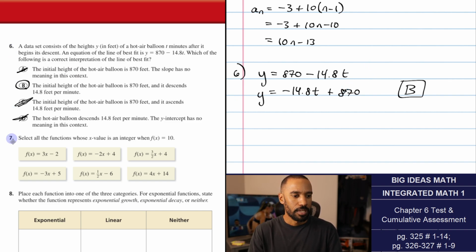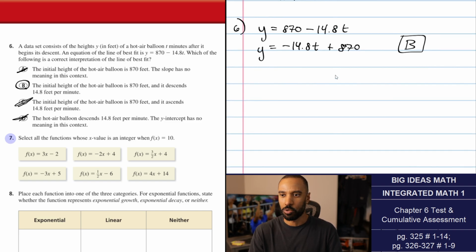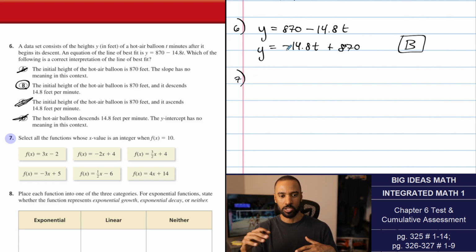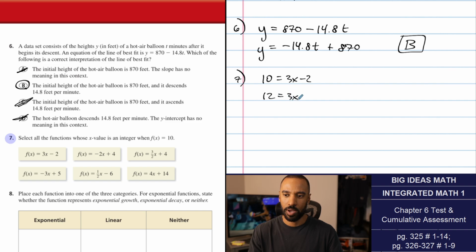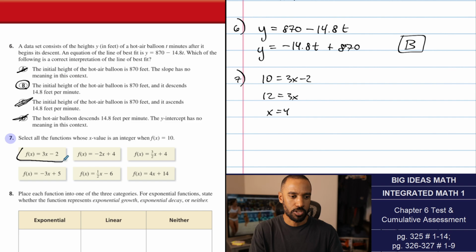Number 7. Select all functions whose x value is an integer when f of x equals 10. Notice they're not saying f of 10. You're finding the value of x when you get 10. So let's try it for several of these here. We have 10 equals 3x minus 2. I add 2 and I divide by 3. I get x equals 4. That means this one is all gravy.